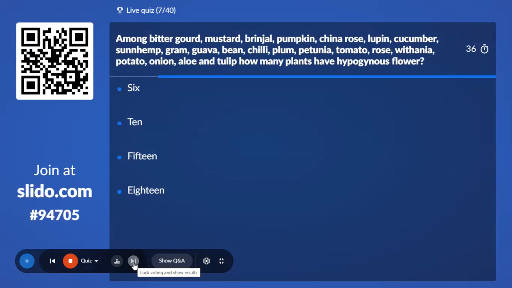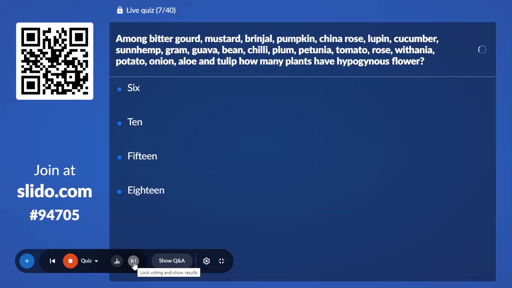We have among bitter gourd, mustard, brinjal, pumpkin, China rose, lupin, cucumber, sunhemp, gram, guava, bean, chili, plum, petunia, tomato, rose, withania, potato, onion, aloe, and tulip. How many plants have hypogynous flower? Lower ovary with reference to other parts. Hypogynous flower.